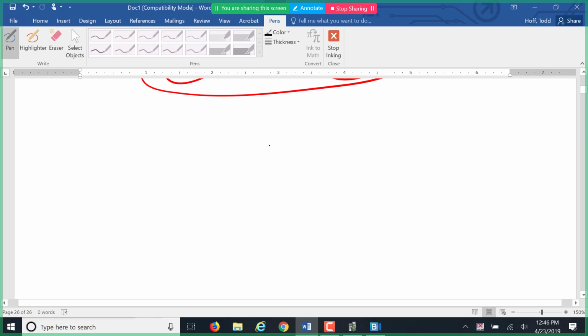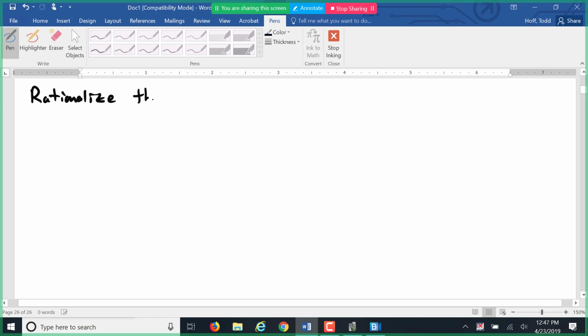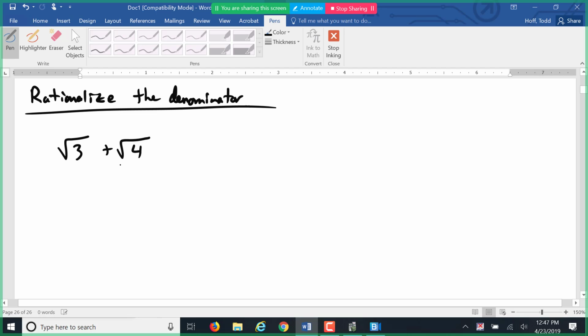The other thing I want to make sure we recall from yesterday is rationalizing the denominators and dividing. So what I want you to do is I want you to rationalize the denominator for that fraction.